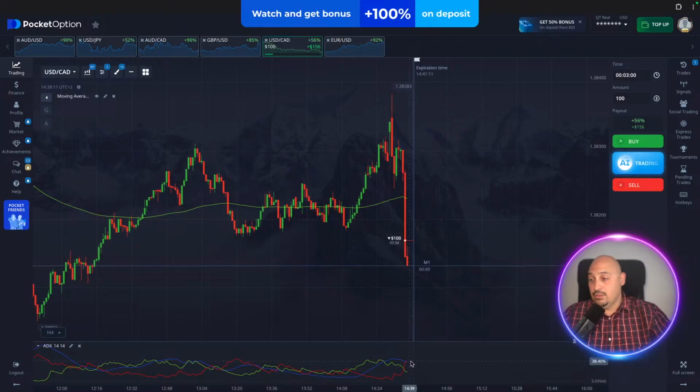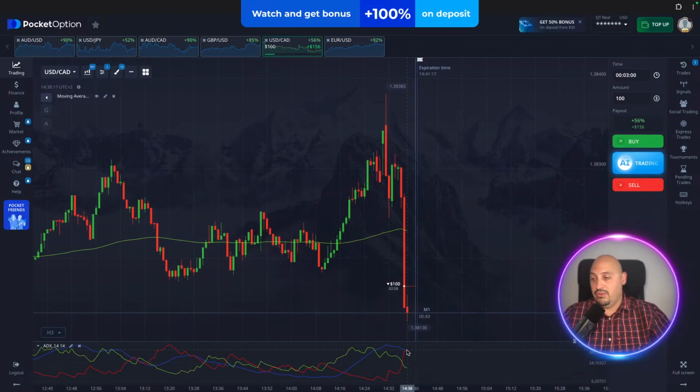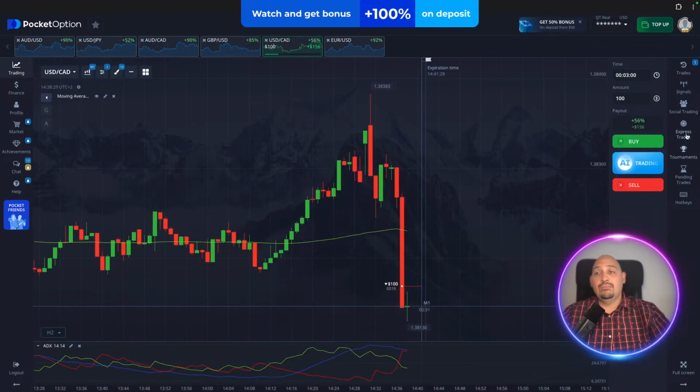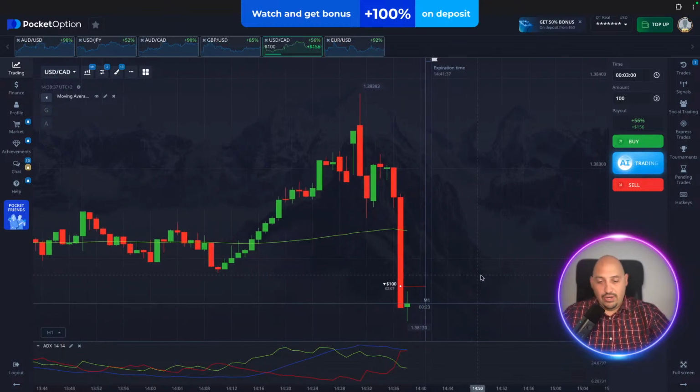My ADX is still showing me good information right here. Very strong trend. We can see it right here above 38%. I can see that the shorts are overpowering the bulls right over here. So we're going to have to wait and see. Like I said, I'm still on a 3-minute expiration time and a 1-minute candlestick time frame.